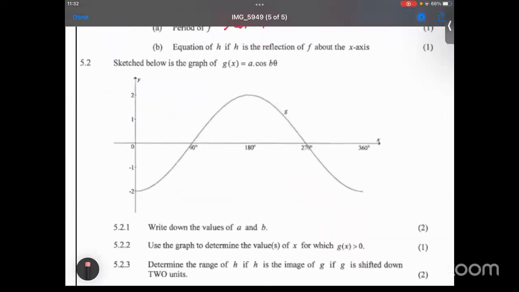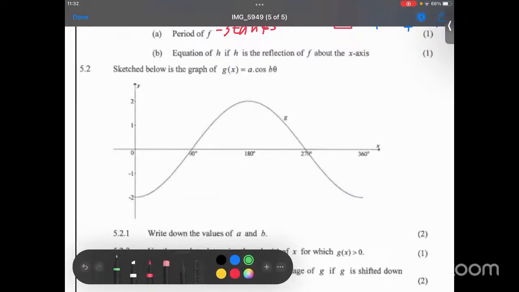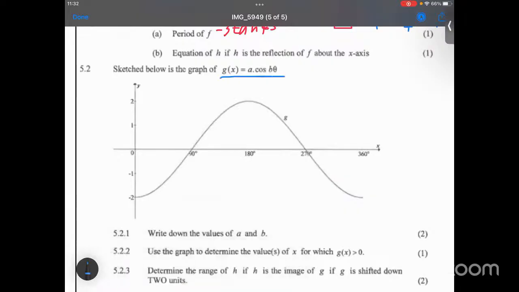Okay, so now they are saying sketched below is the graph of that. Definitely they will want us to find A and B. Now they say write down the values of A and B. When it comes to A, I will never fail to get it, because A being the amplitude, it is half of the maximum value combined with the minimum value. It ends up being half of 4, which is 2. That's how you get your amplitude.